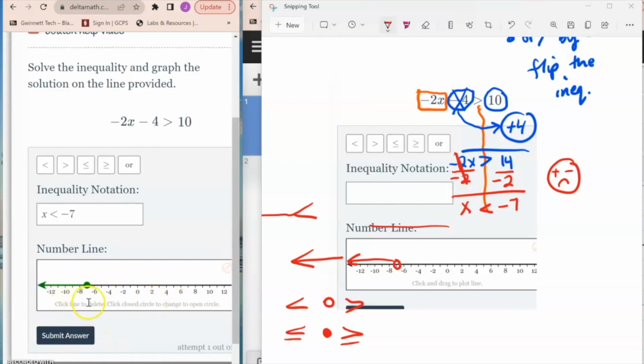So look at what it says, click line to delete. So if I made a mistake, I can click that to delete it. What was my number? Negative 7. So it's between here. Okay.